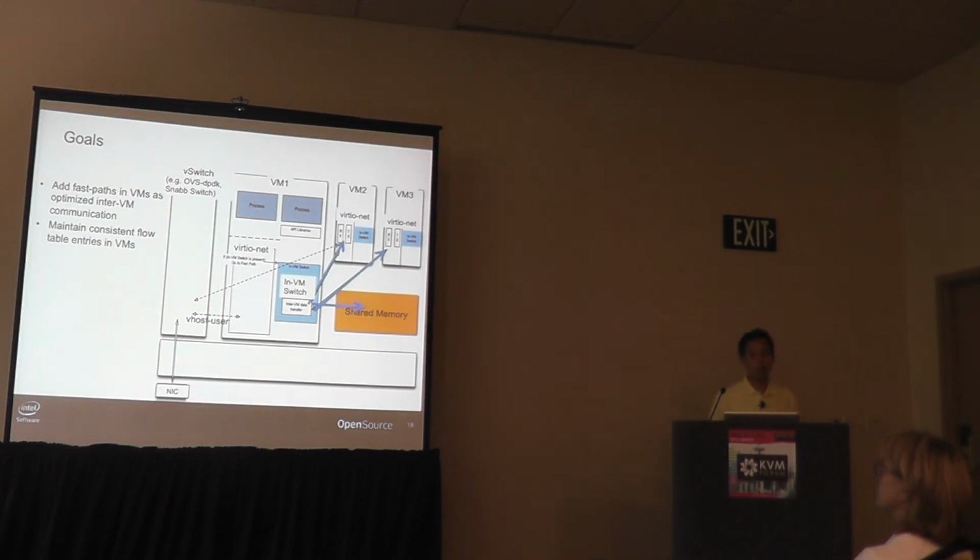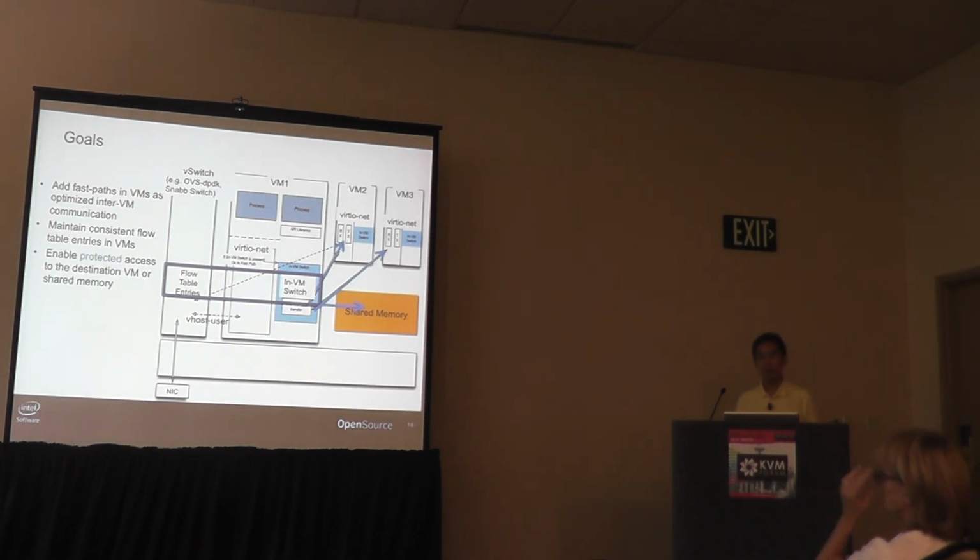Then, like I said, this in-VM switch cannot ignore what the switch says. So it must have a consistent, for example, flow table. That must be consistent and should be cached.